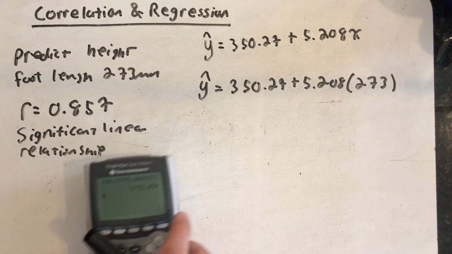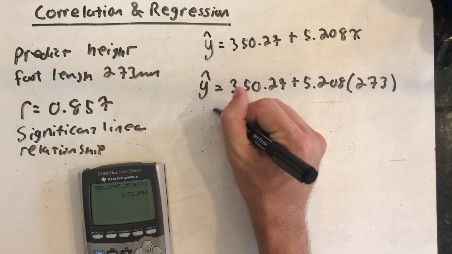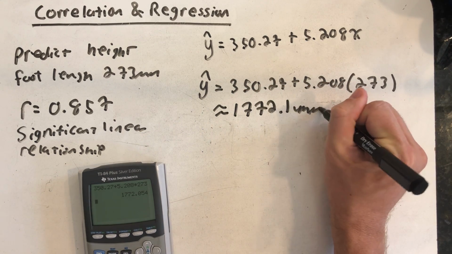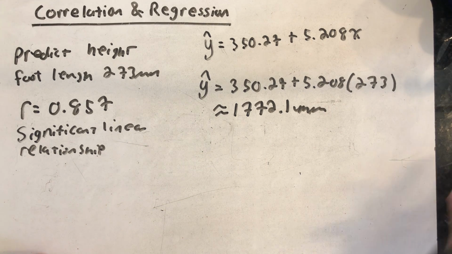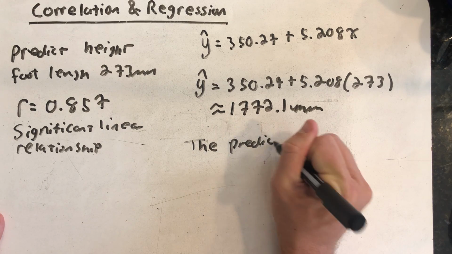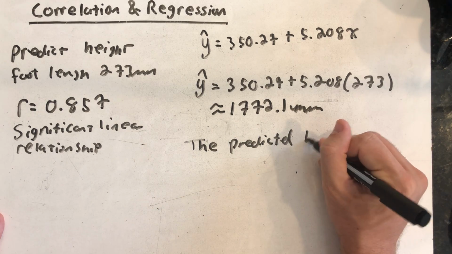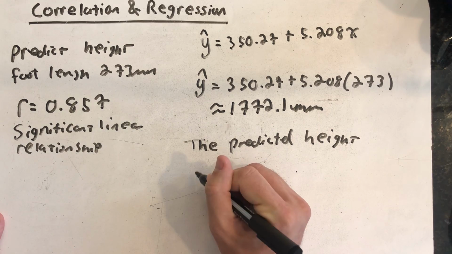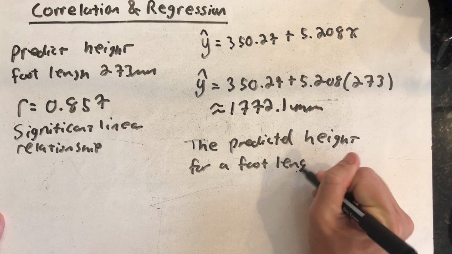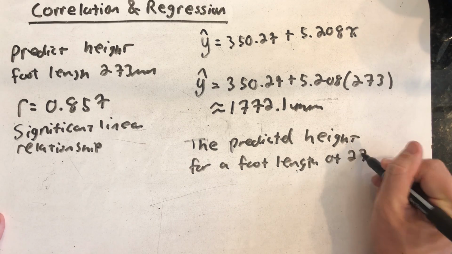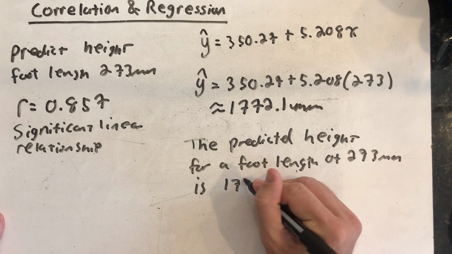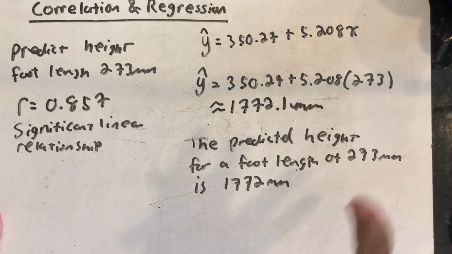I get 1,772.1. And those are in millimeters. Units are always important. So the predicted height for a foot length of 273 millimeters is about 1,772 millimeters. I'm going to leave the 0.1 off here.